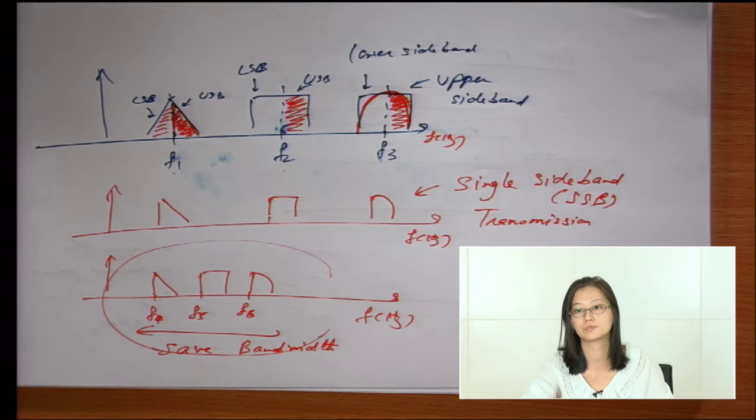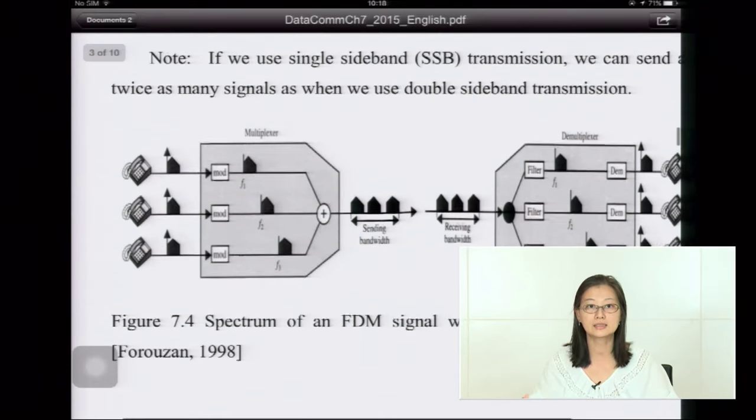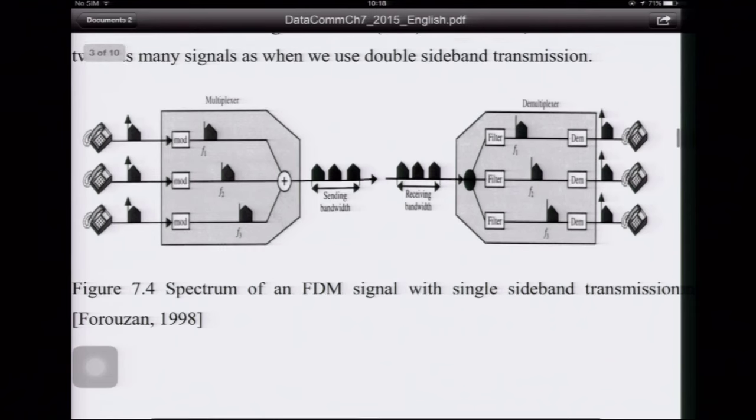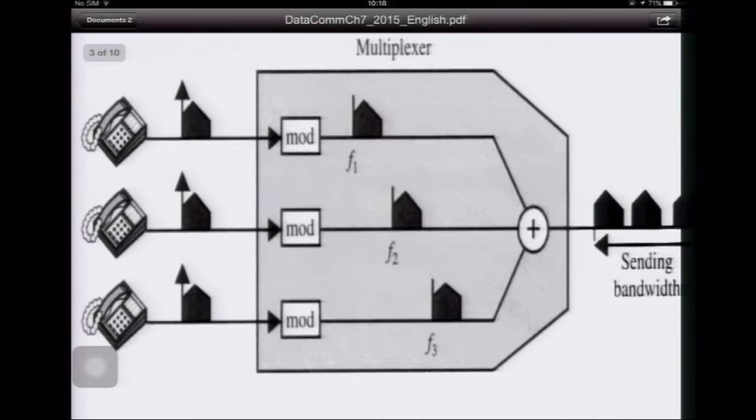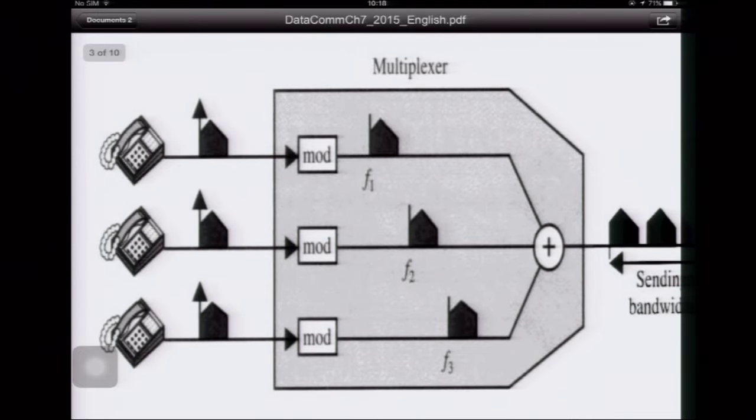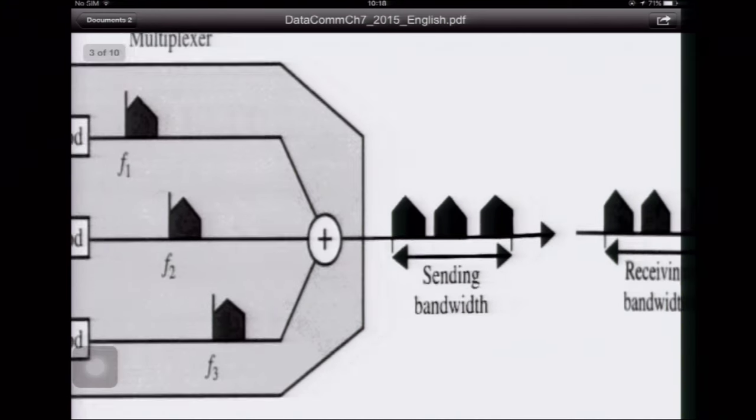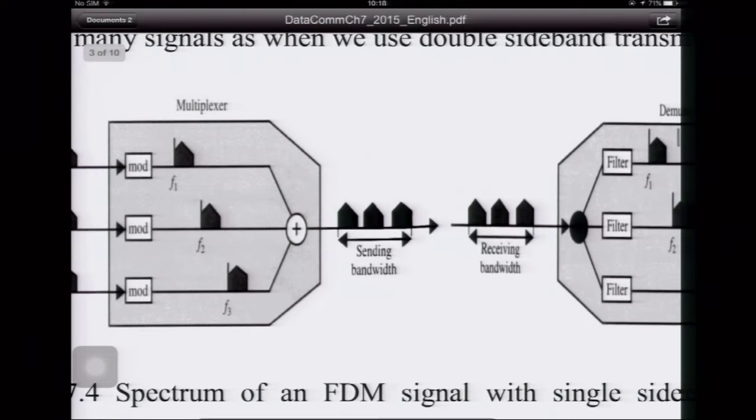Now, if you look at this, you can see that there is a multiplexer combining three users' signals together. We just look at the positive signal of the baseband, and it's modulated. And we look at only the upper sideband, so it's on the right-hand side of F1, F2, and F3. Again, they are at different frequency ranges. So when you add them together, you get something like this. This is the sending and receiving bandwidth.